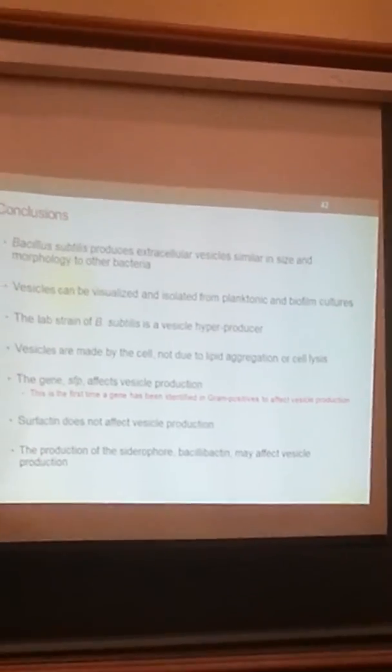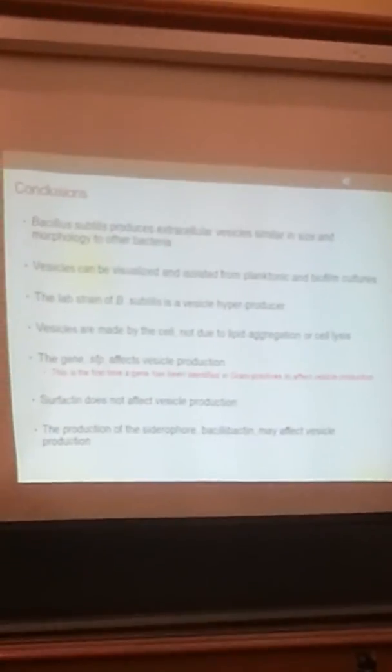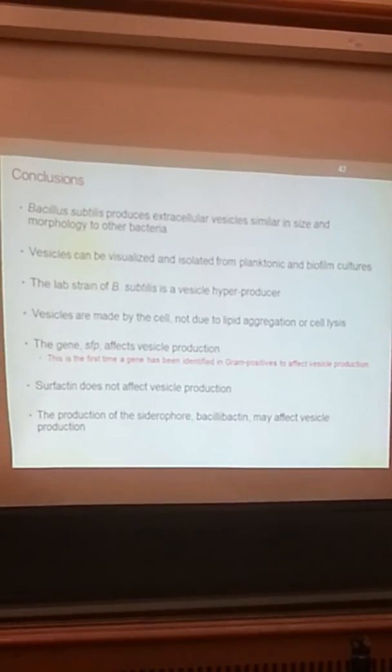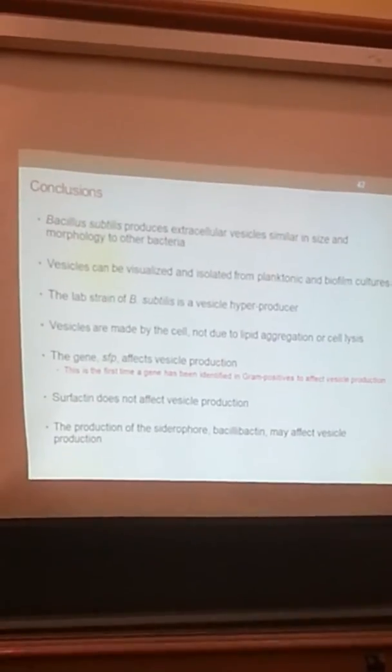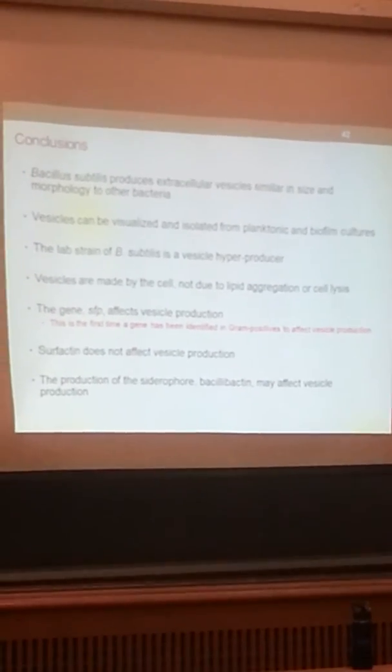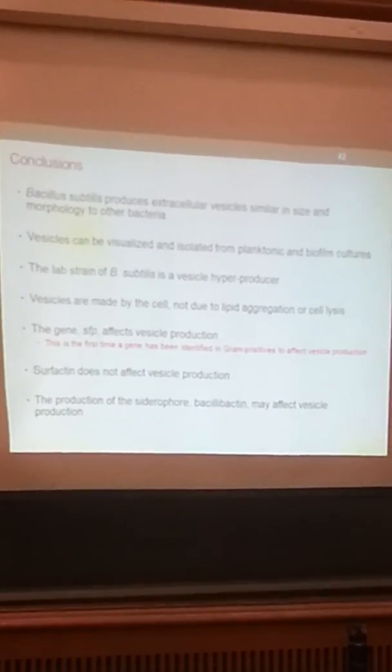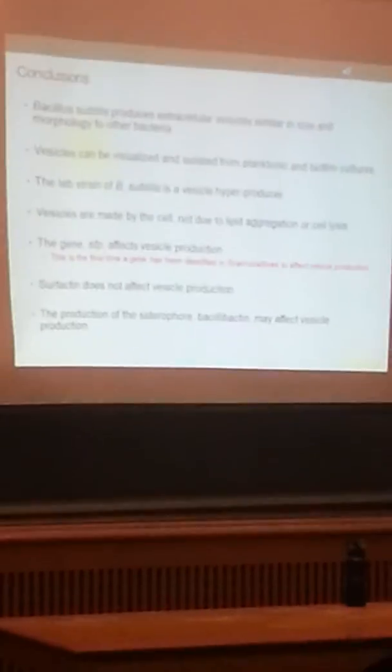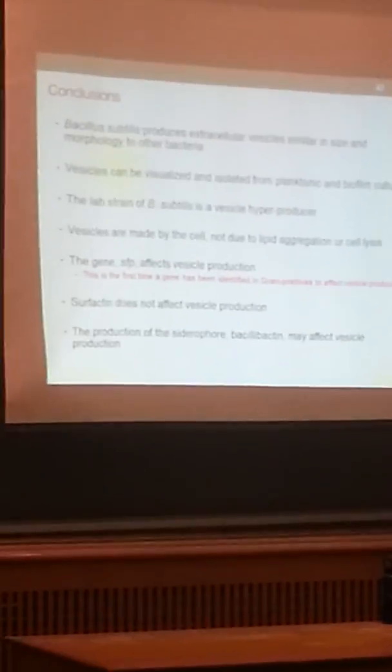The gene SFP affects vesicle production. The really cool thing about this is that it's the first time that any gene has ever been identified in gram-positives that affects vesicle production. Granted, there hasn't been a lot of study on them yet, but this is still really exciting if we can understand how these vesicles are being formed. I've done the experiments that show that surfactin is not the pathway that's being affected, so it's either bacillibactin or an unidentified pathway.